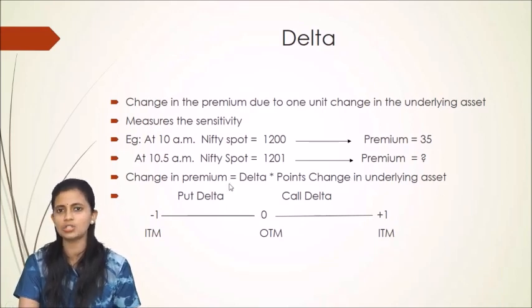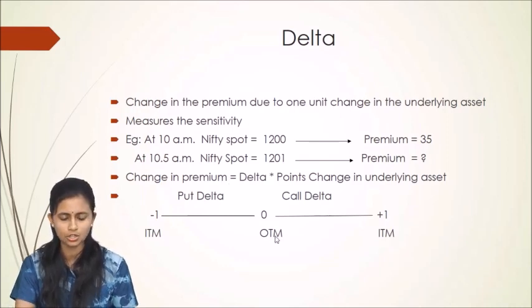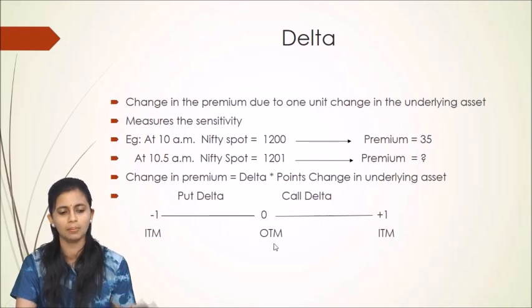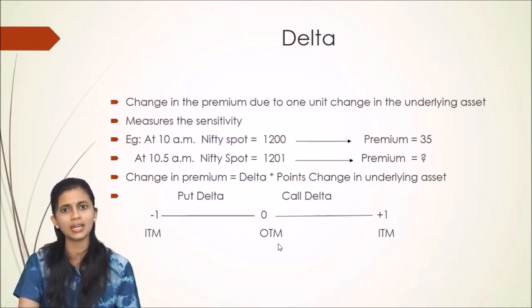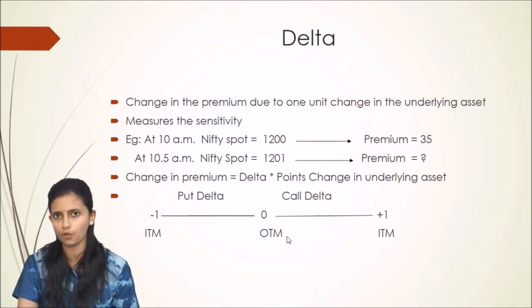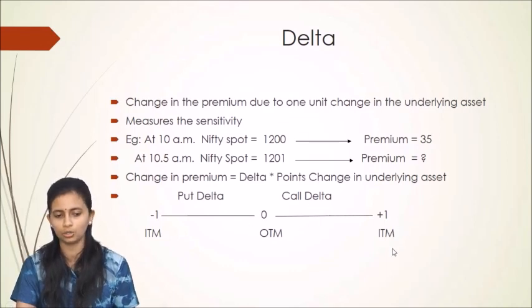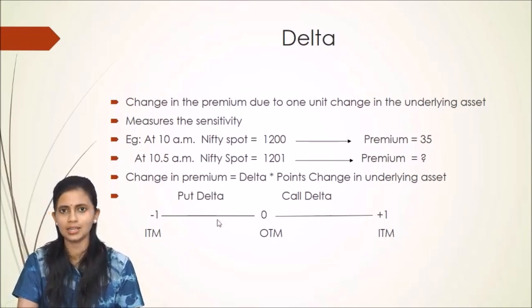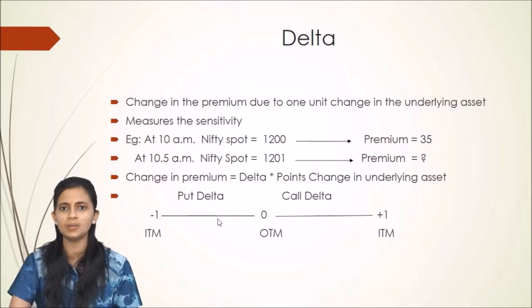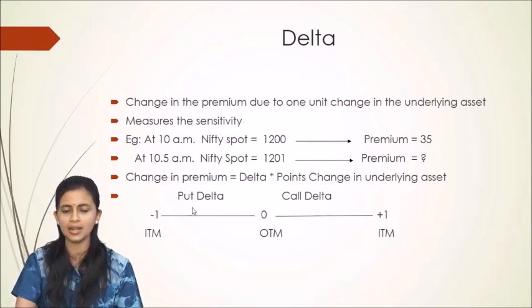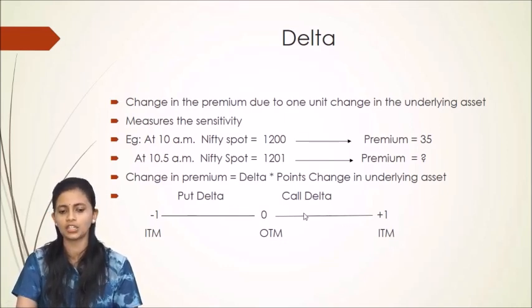Now these delta values, you need not bother much about how they are calculated. Usually put delta will be from -1 to 0, because on the put side you will be expecting that the market will fall, so the delta value, that is the change, will be between -1 to 0, and on the call side the change will be from 0 to 1. Here another thing is, at the money delta will always be 0.5, that is, on the put side it is minus 0.5, on the call side it is plus 0.5.